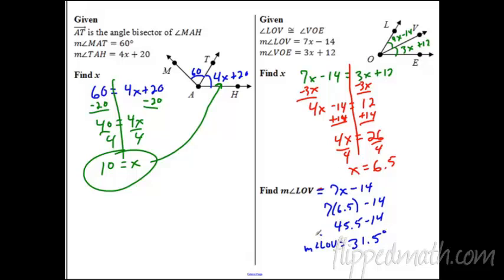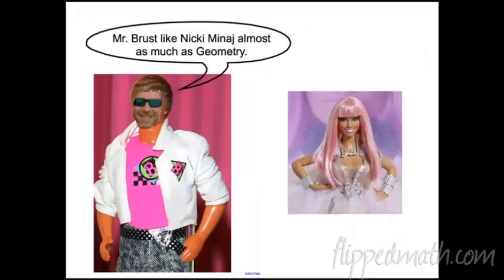Super. Excellent. So first you got to find x, then you can plug it in and find the actual angle. So they're both 31.5. And if you want, double check it. If LOV's that, when you put 6.5 in there, you better get 31.5 for this one because they're the same. All right, very good. Moving on. All right, that's the end of the section. That's a quick one there.